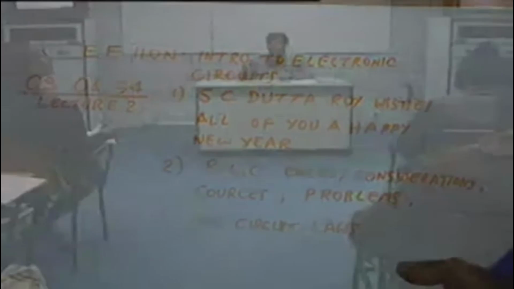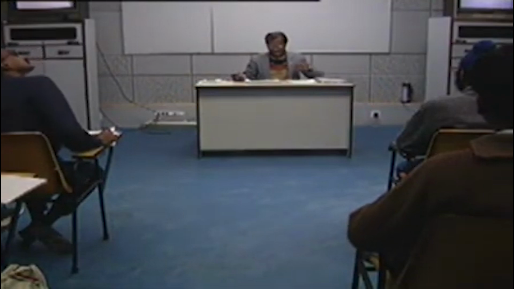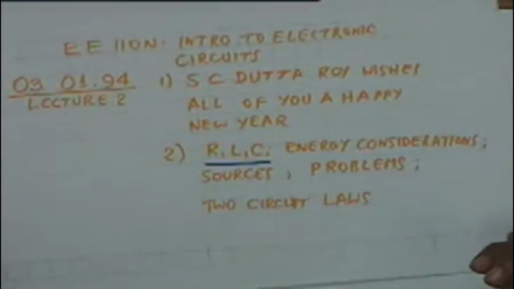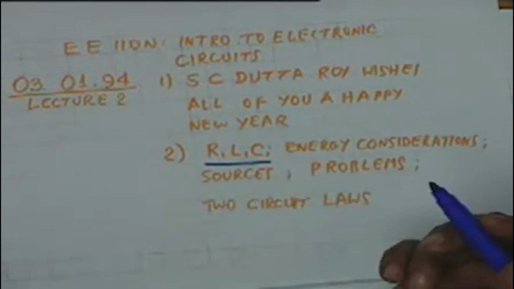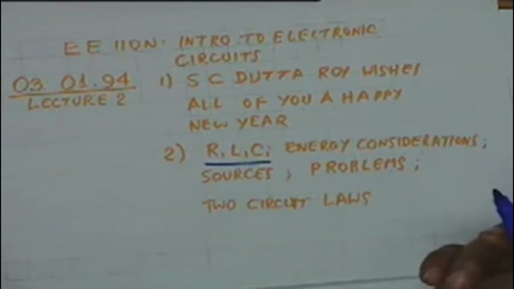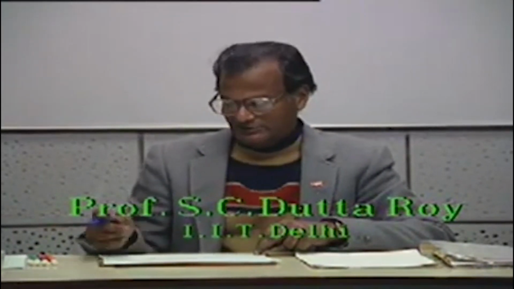So the first item is we wish all of you a happy new year, and the second item is we want to talk about the three basic components: resistance, inductance and capacitance, energy considerations in them. Then we want to talk about sources, current and voltage, and we want to work out a couple of problems. Then if time permits, we wish to enunciate two circuit laws. This would be the scope of today's lecture.